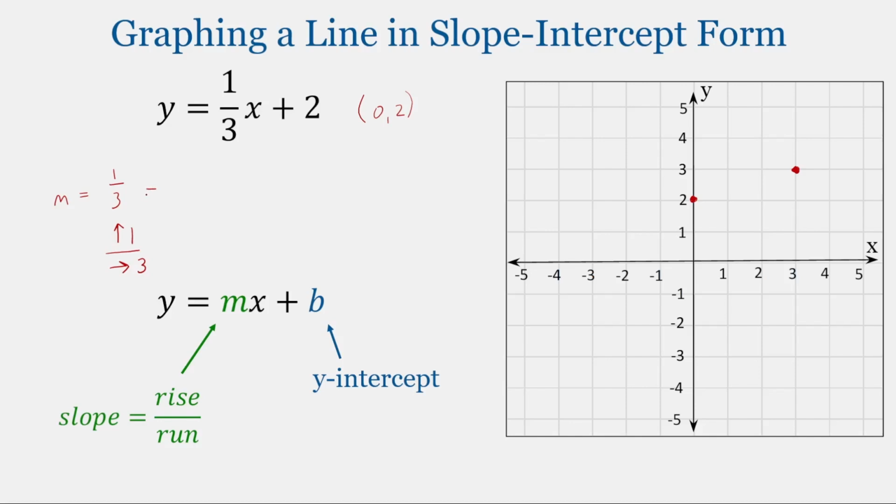But we can also write 1/3 as -1 over -3. This simplifies down to 1/3, a positive 1/3. So this means we go down 1 and to the left 3. So from our starting point, we're going to go down 1 and to the left 3. And that's another point that's on this line. So from these 3 points, we can graph that line.